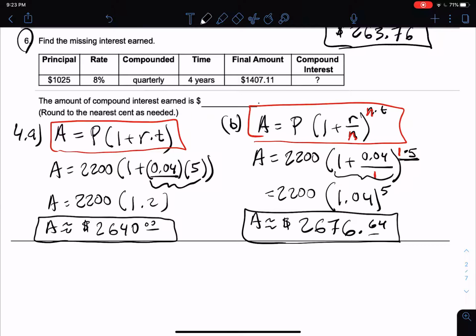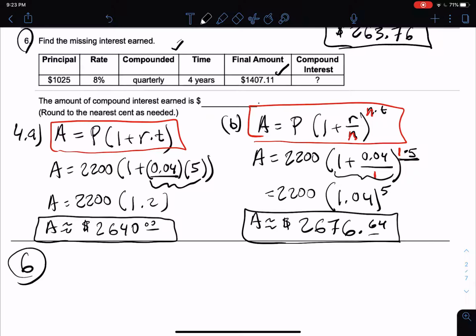It looked like it was. But number 6 looks like we're going to have to figure out compound interest, which takes some time and space. But they already gave us the final amount, so it really actually made this problem a lot easier. Find the missing interest earned.